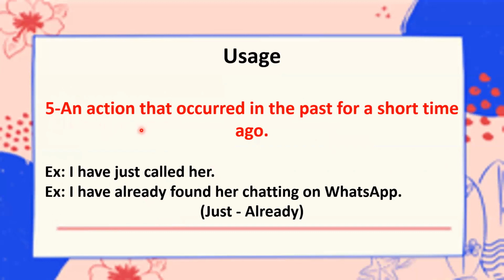Number 5, an action that occurred in the past a short time ago, not a long time. Just now. For example, I have just called her. Just here means a few moments ago. I have already found her chatting on WhatsApp. Just and already here express that a short time ago.